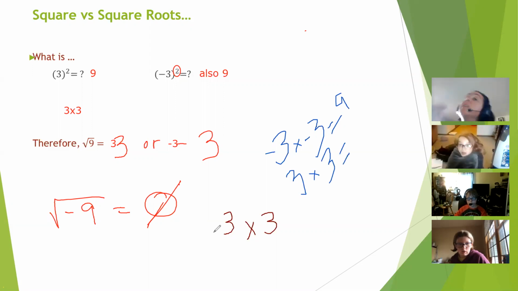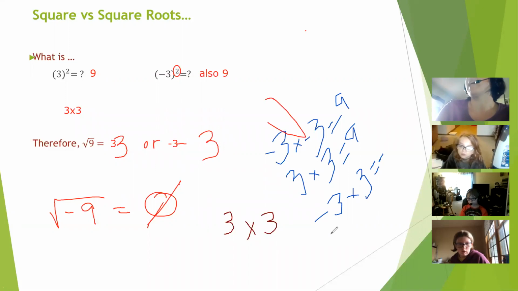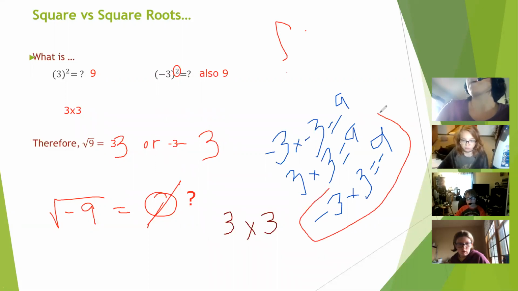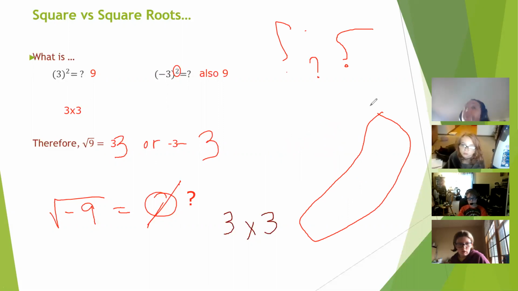Right. You're right. And I like what someone's writing on here. -3 times -3 is 9. 3 times 3 is 9. And when you square a number, those numbers have to be the same, right? -3 times 3 is how you get a -9. And is this really squaring 3? No, it's not, because you're not multiplying by the same number. Very good. Good job, guys. So you can't square root a negative number.